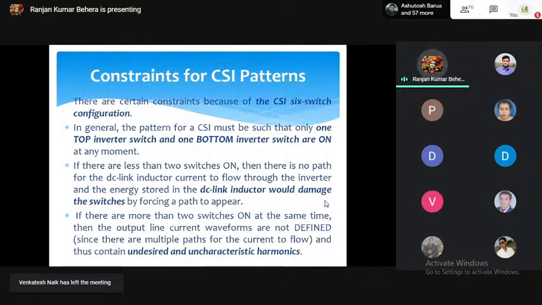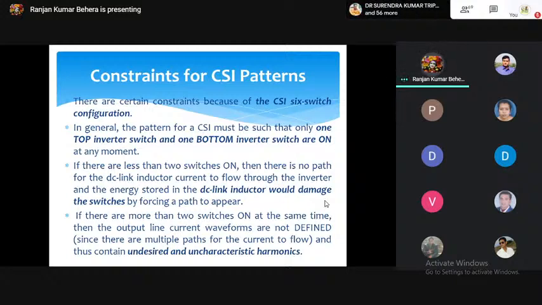So there are some constraints in the current source inverter. There are 6 switches, as we have seen already. In a voltage source inverter, we have seen that it has 6 switches, and you have 180-degree conduction mode and 120-degree conduction mode. In 120-degree conduction mode, 2 switches are on, whereas in 180-degree conduction mode, 3 switches are on.